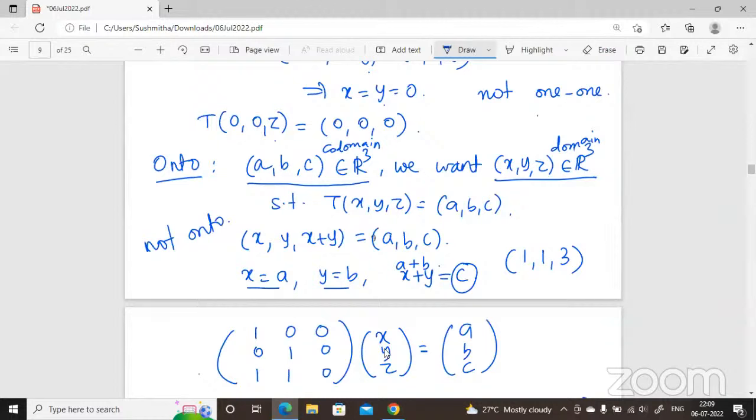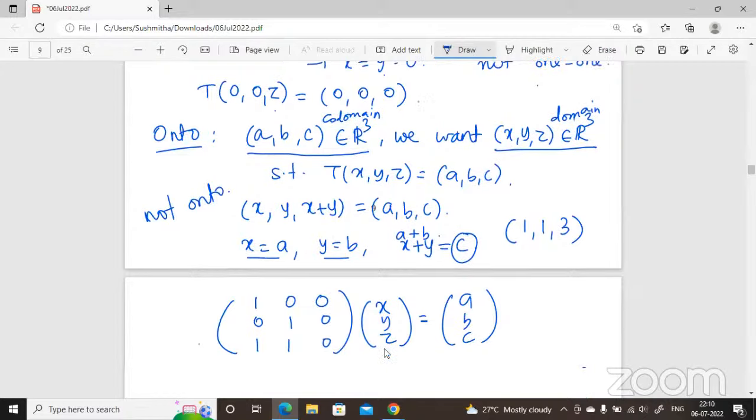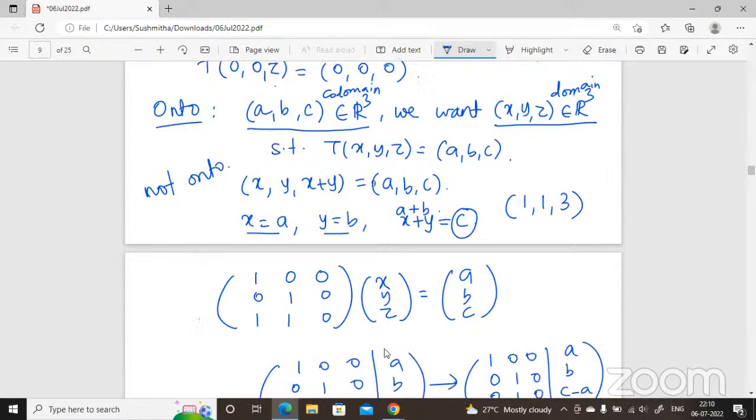And then you write down what is T of x comma y comma z. So now you have a system of linear equations, right? You just want to see if you can always solve it. How did we create this matrix? So what is the system we have here?